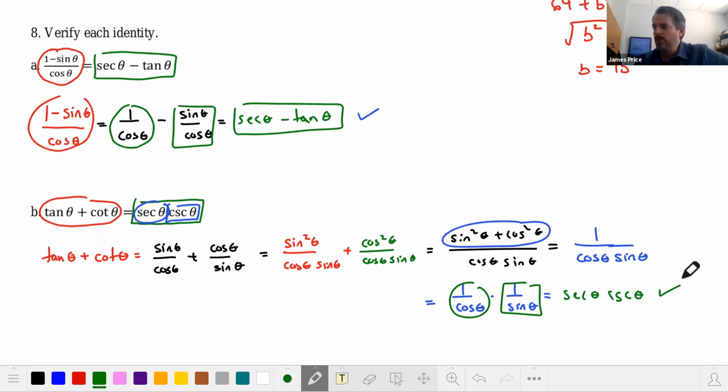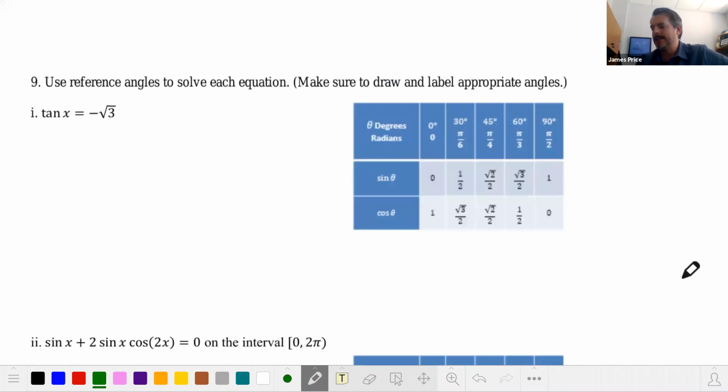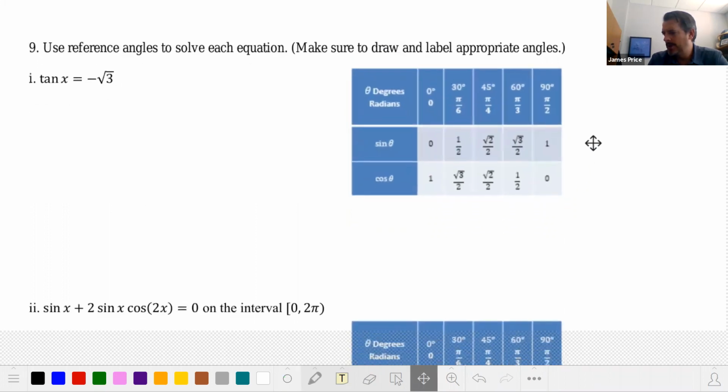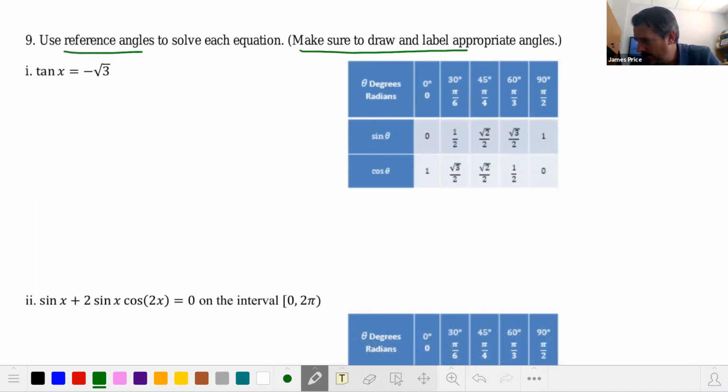All right, moving on to the last of the problems here. These are the tough ones: solving trigonometric equations. And this one is just using reference angles. The unit circle is actually pretty easy to do. These are the harder types of problems. So let's use reference angles here to solve each equation, and make sure to draw and label the appropriate angles. So make the appropriate diagram basically to solve these.